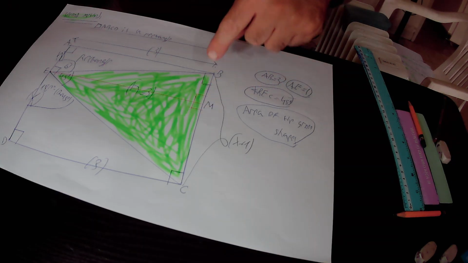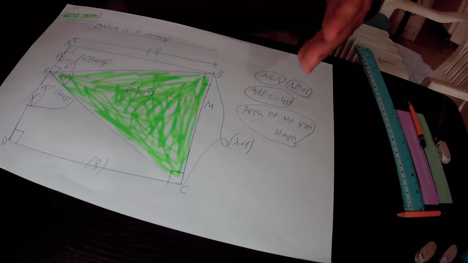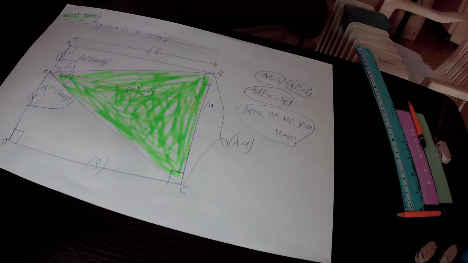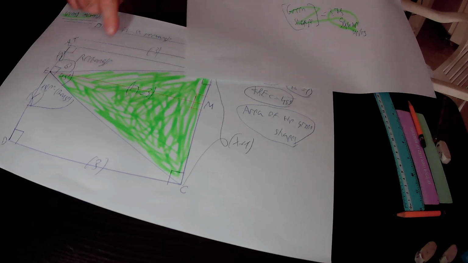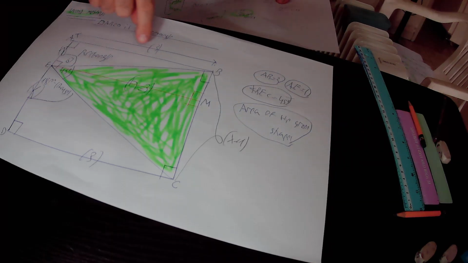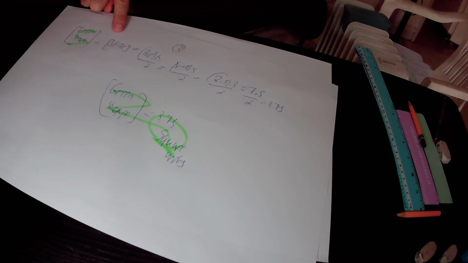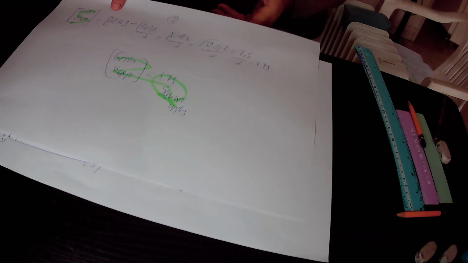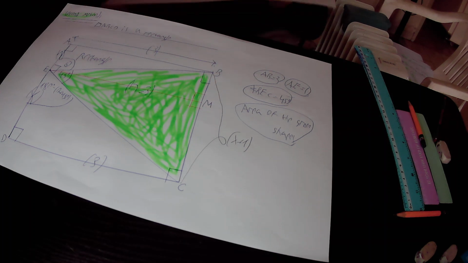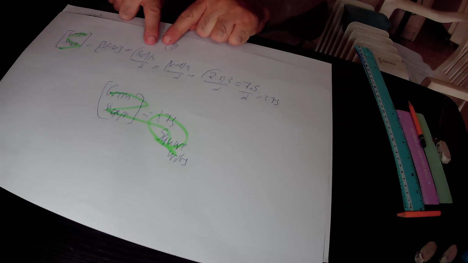So the base BC of the green triangle BEC equals 1 plus X, that is 1 plus 1.5, which is 2.5. Our task is to find the area of this green shape. The area of the green shape is actually the area of this green triangle EBC. The area of the green triangle EBC equals the base BC times the height EC over 2.